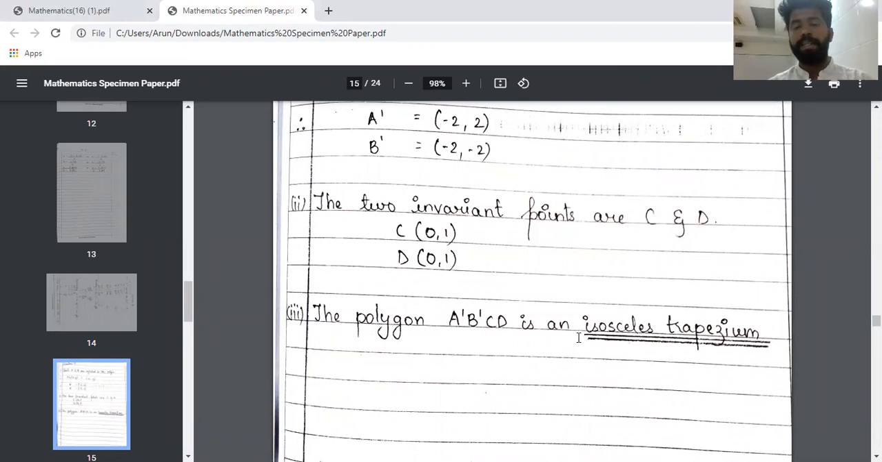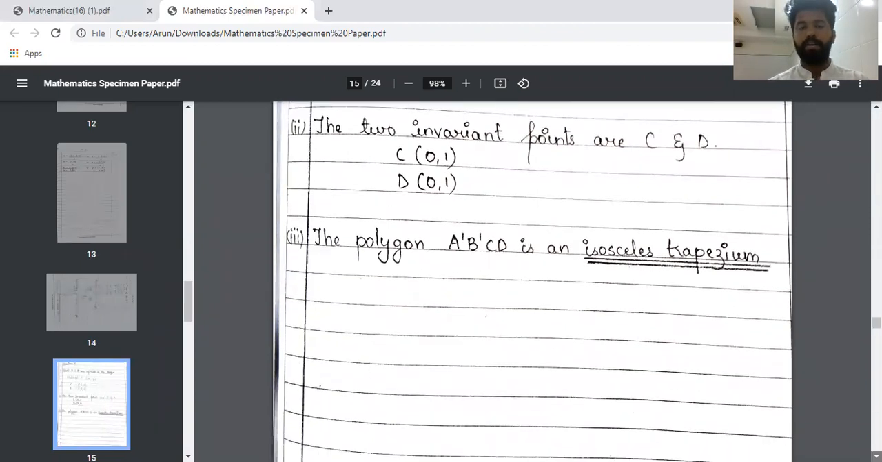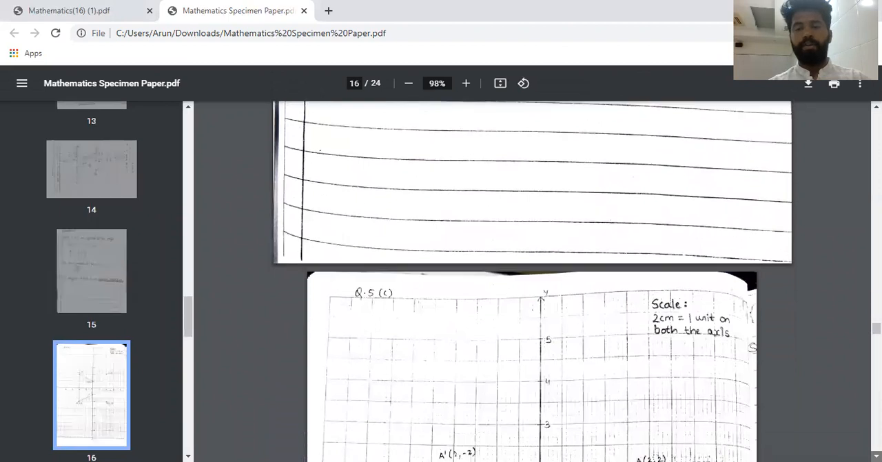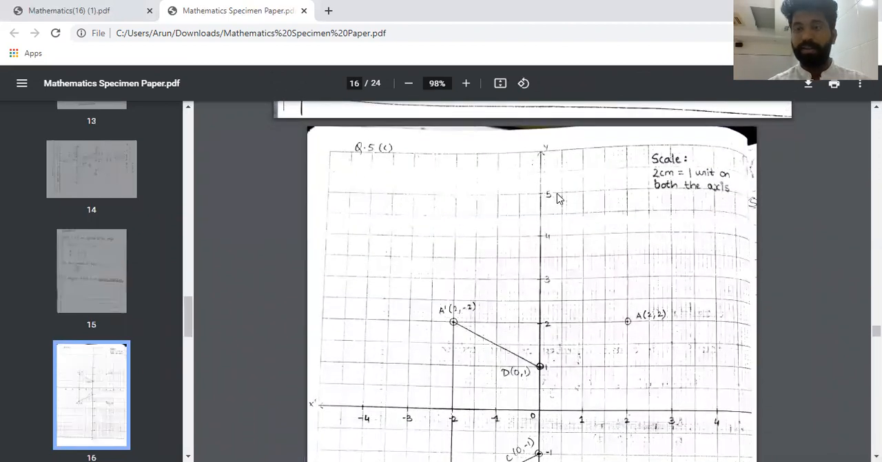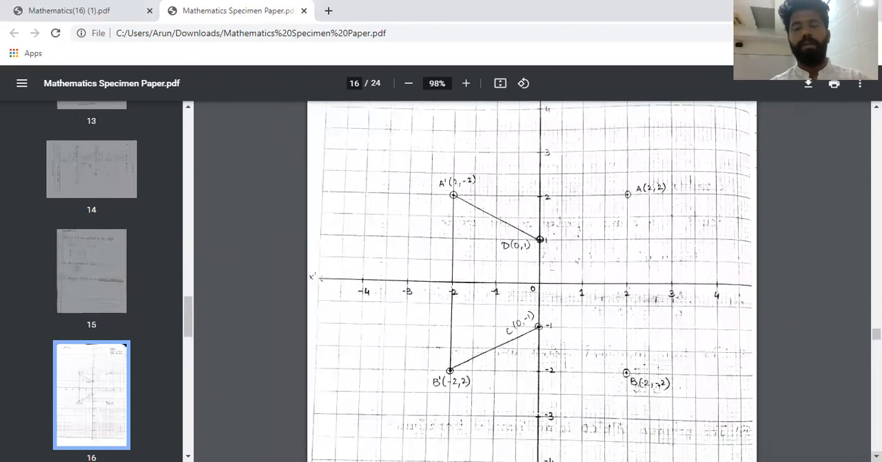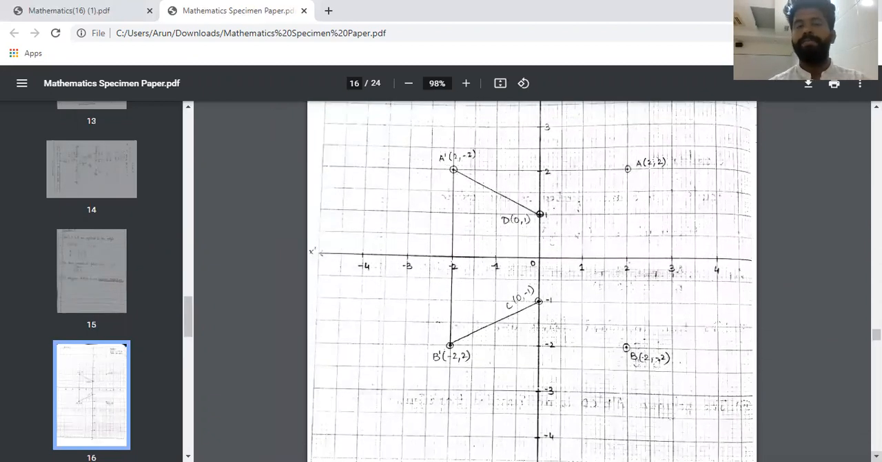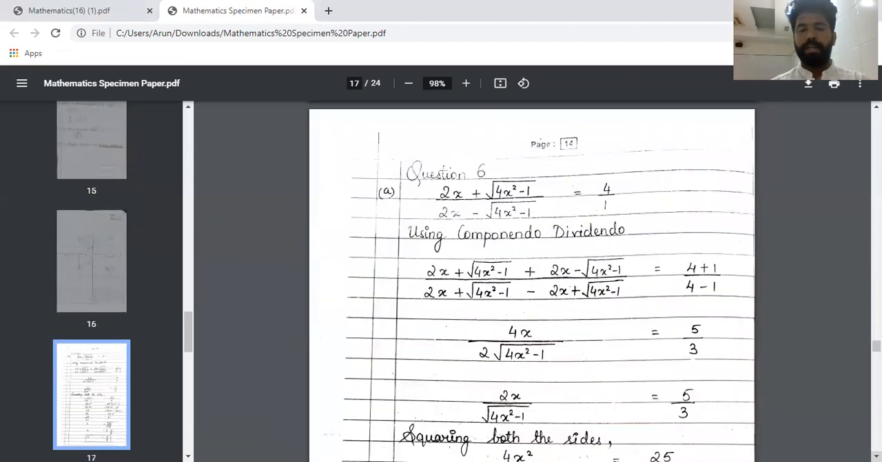A dash B dash CD is an isosceles trapezium. It was asked. So they've underlined the word isosceles trapezium over here. And they've drawn the diagram, rather the graph, scale specify kiya अच्छे से, made the graph using the same scale, plotted the points perfectly, and written the coordinates of every point that has been plotted as well. So all that is done.